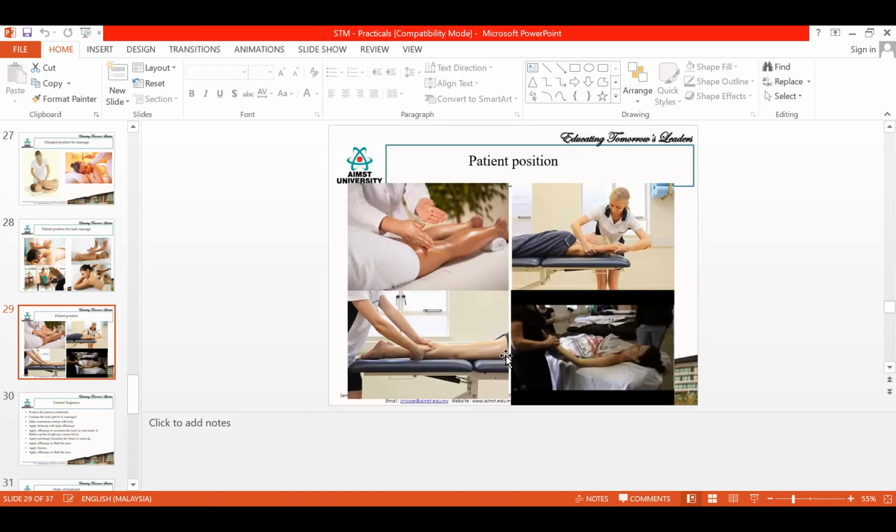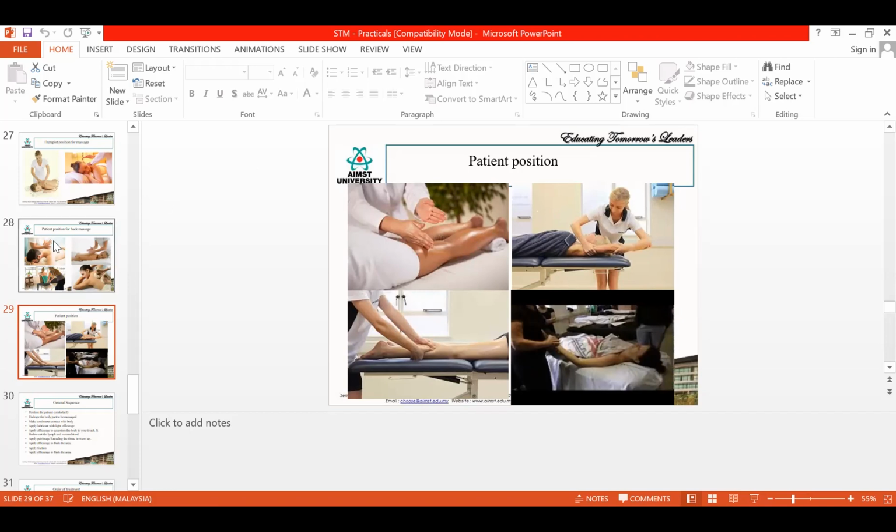So depending on the weight and the surface area of the patient, for the upper limb, mostly you can position them in supine lying. Is that clear? So this is the position of the patient. After positioning the patient, you need to make the person get ready.